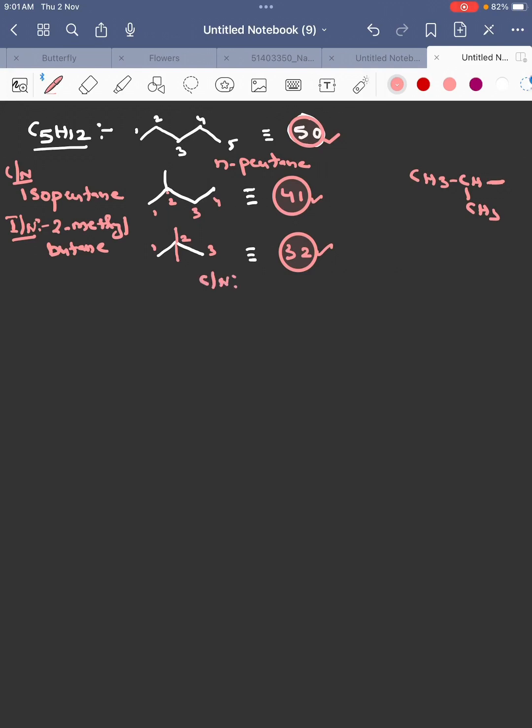Now in a similar way, what is the common name here? In the common name, 2 methyl groups are present on the same carbon atom. Then we will allot it is called neo. How many total number of carbons are there? 5 carbons are there. It is called neopentane.